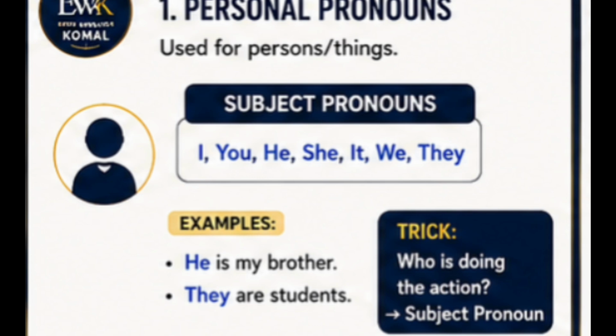Now let's see the subject pronouns. We have the subject pronouns: I, you, he, she, it, we, they. Here you know the first person, second person and third person. These are all personal pronouns. I, you, he, she, it, we, they are used as a subject. That is why they are called subject pronouns. So let's see the example. He is my brother. They are students.